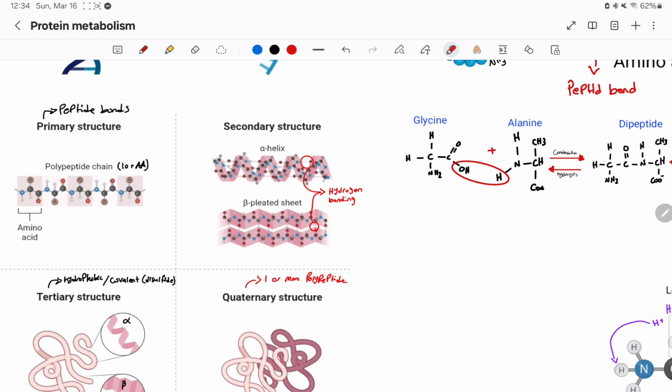But a protein can take a secondary structure as well. And a secondary structure involves two things.